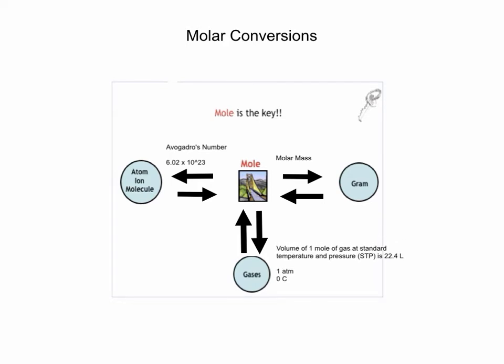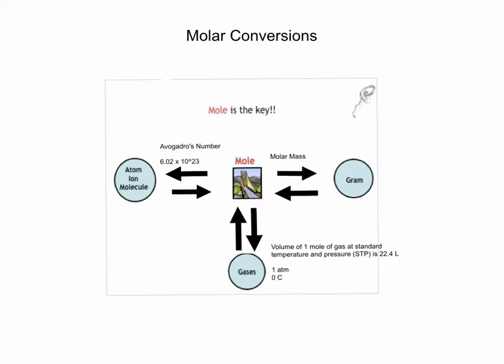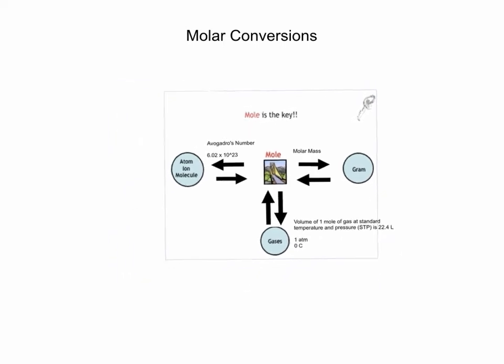And the reason why we have to specify this is that gases can change volume very easily when the temperature changes or when pressure changes. So we have to define a temperature and pressure in order to have our 1 mole of gas be 22.4 liters. Let's practice a problem using one of these other conversion factors.